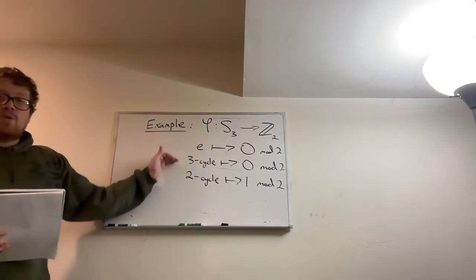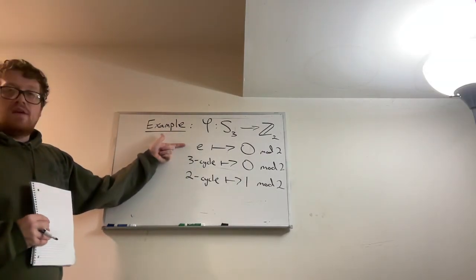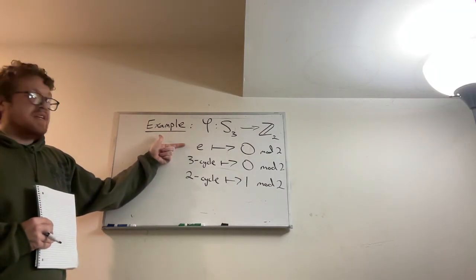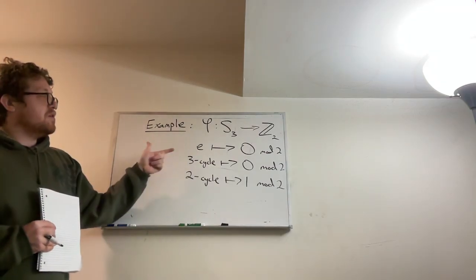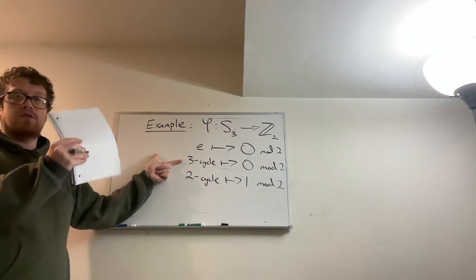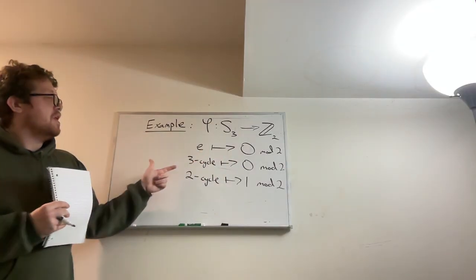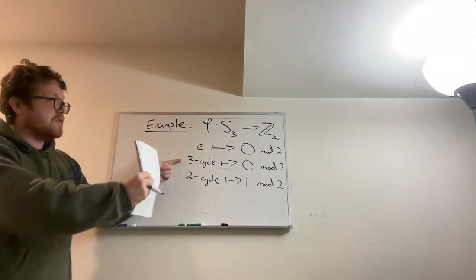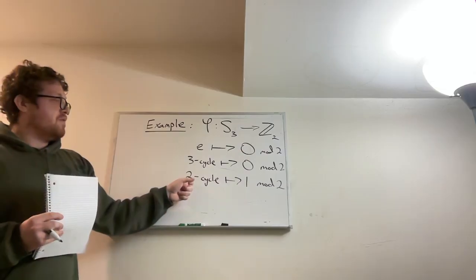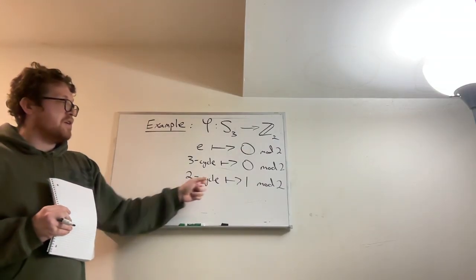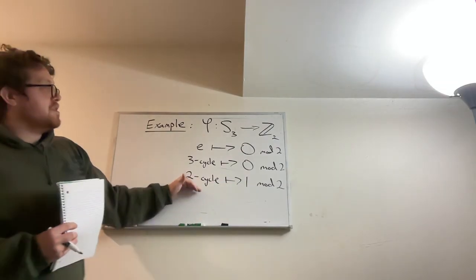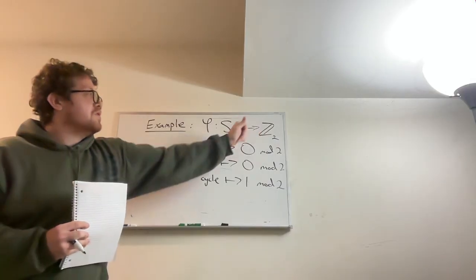All right, and this tells you where every element goes. So the identity, which is the identity bijection, goes to 0. The 3-cycle that rotates 1, 2, and 3 goes to 0. The one that swaps 1, 3, and 2 also goes to 0. And if we just swap 1 and 2, that's a 2-cycle, it goes to 1. So this explicitly tells you where each permutation goes.